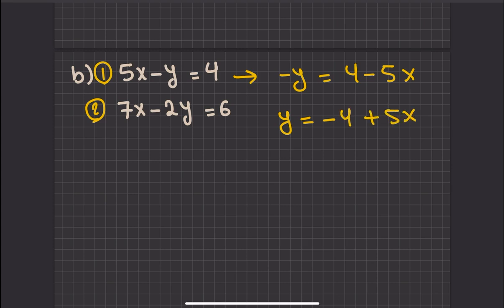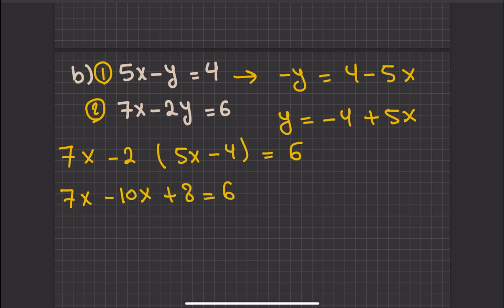I have y. I'm going to choose the second equation in order to solve for x. So I'm going to write down 7x minus 2, and instead of y, I'm going to write down 5x minus 4 equals 6. I have my 7x, minus 2 times 5 is minus 10x, minus 2 times minus 4, minus times minus is positive, so I'm going to have positive 8 equals 6. I'm going to keep the same variables here, and I'm going to move positive 8 to the right side.